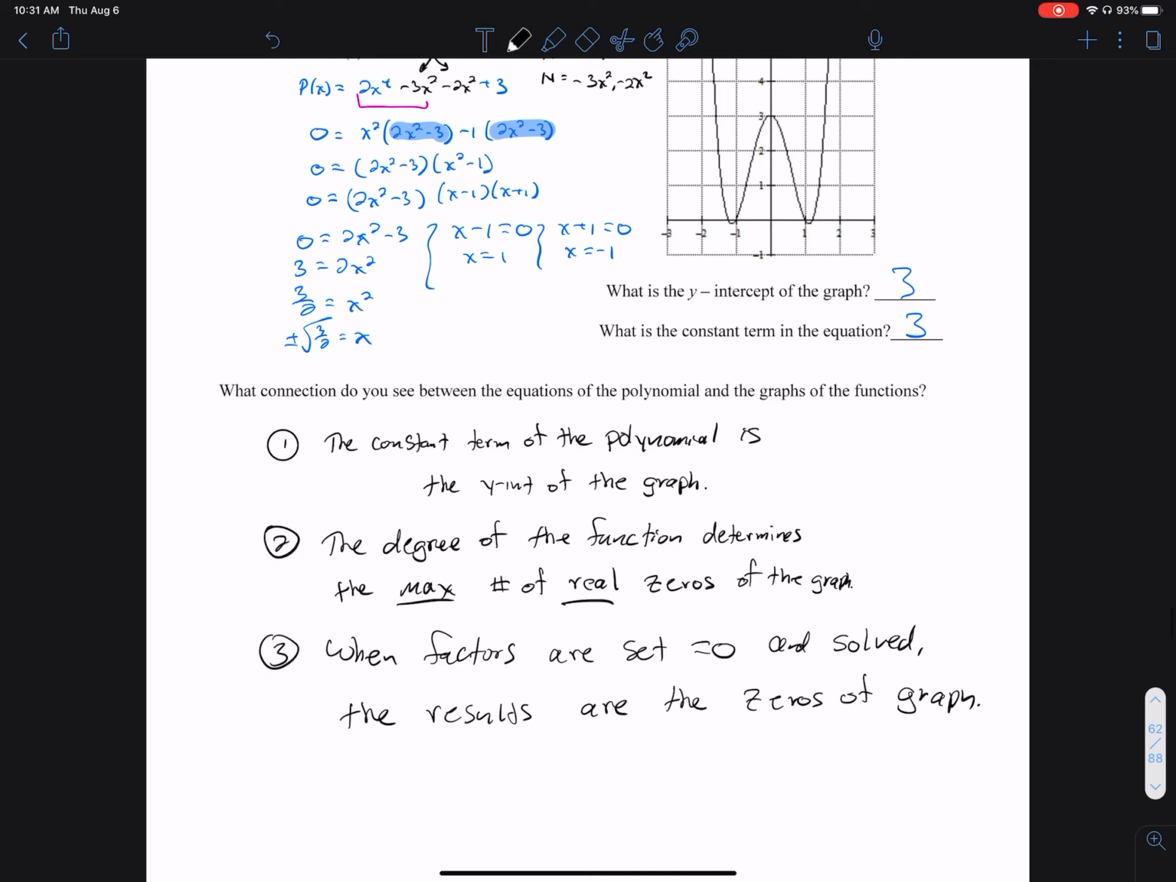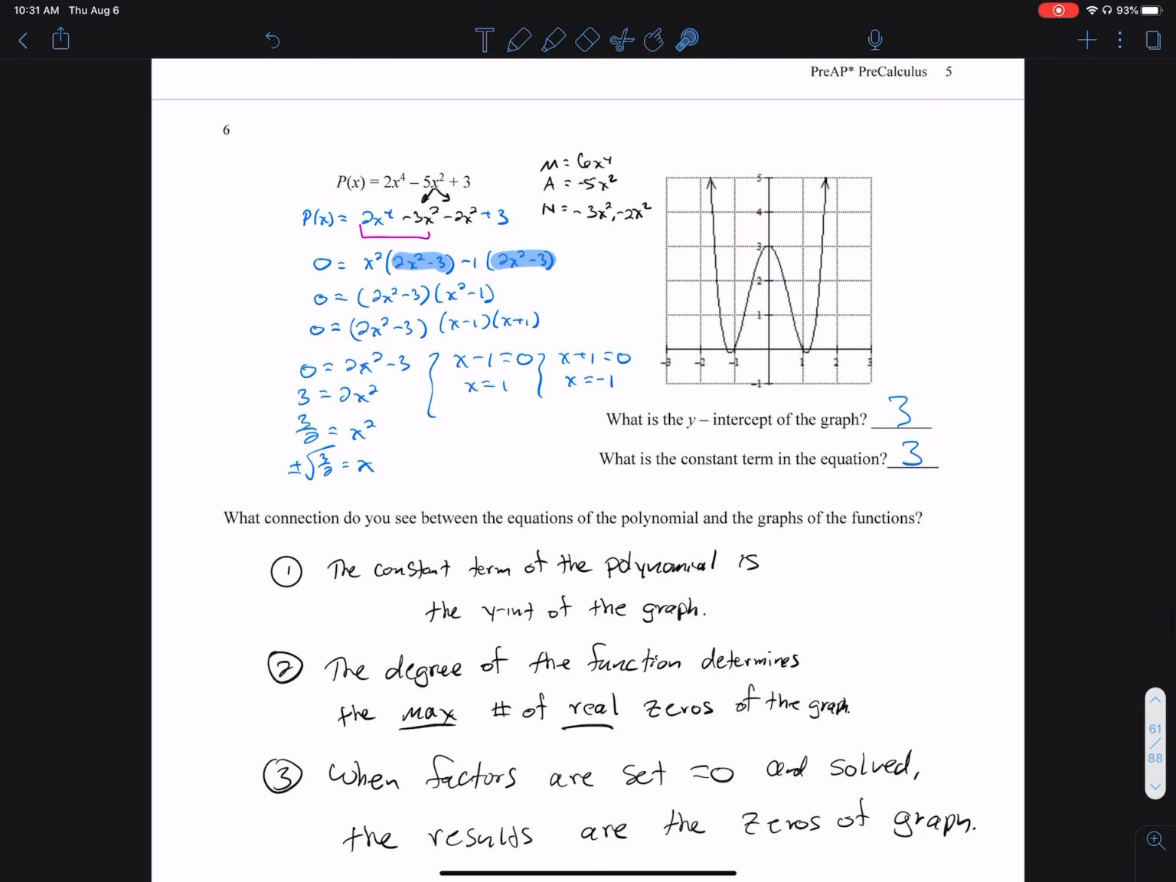To show you each of these once again, like in this last one, P of x. The constant term is the y-intercept. Constant term was 3, the y-intercept is 3. Not a coincidence. The degree of the polynomial, the degree of the function, which is the biggest exponent, that's a 4, determines the maximum number of real zeros. So this was 4, so at most there could be 4 x-intercepts. There were.